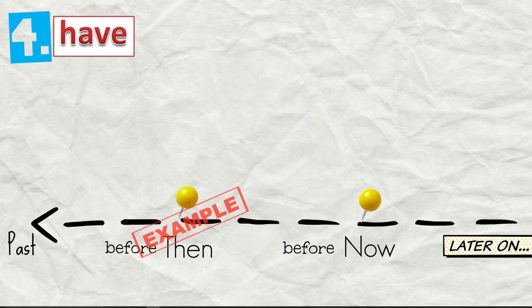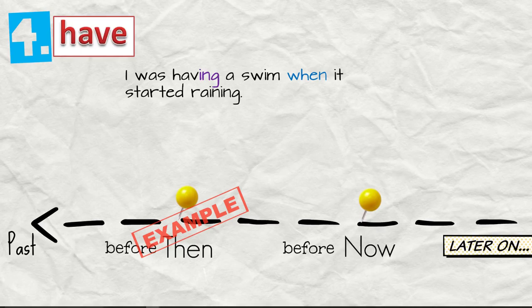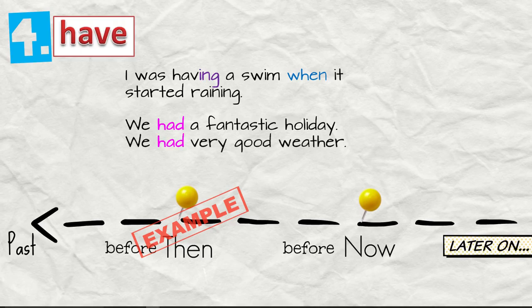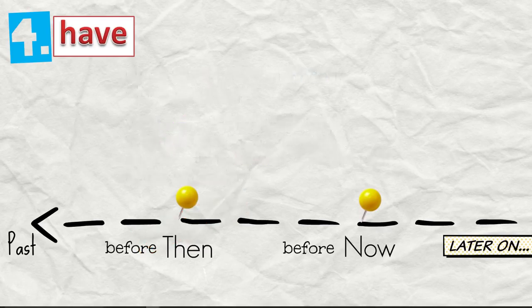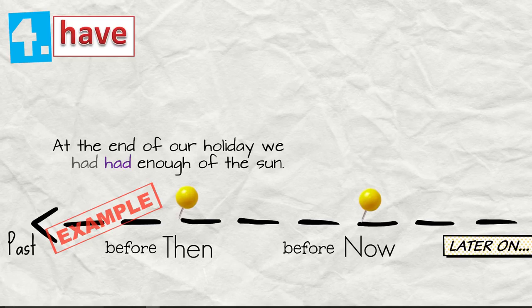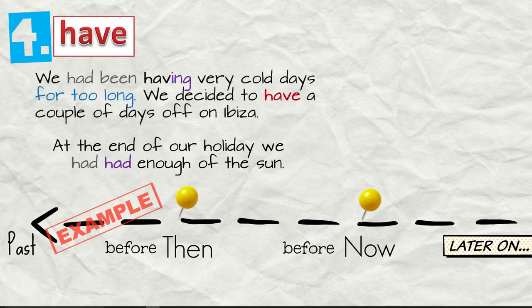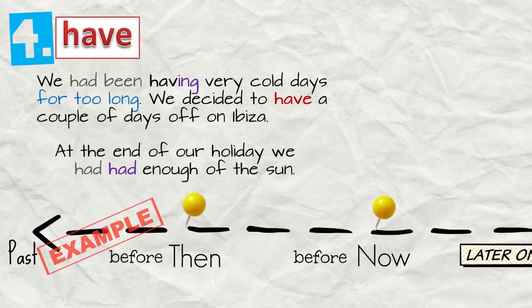In the past, I was having a swim when it started raining. We had a fantastic holiday. We had very good weather. My cat didn't have a good time at home without me. At the end of our holiday, we had had enough of the sun. We had been having very cold days for too long. We decided to have a couple of days off on Ibiza.